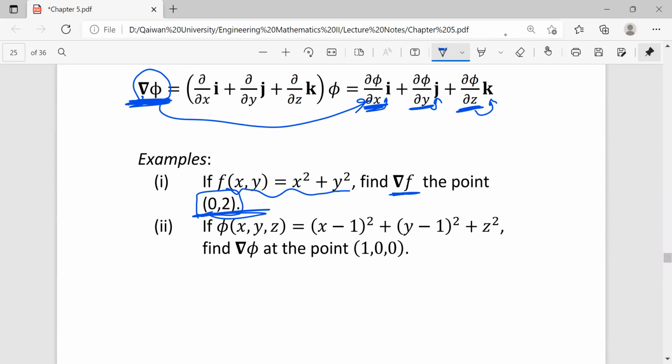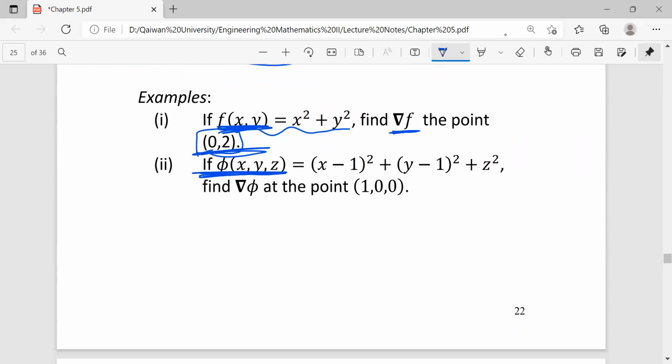Let's find the partial derivative of the function with respect to x and y, because here you have f of xy. But if you have f of xyz, you must find three partial derivatives with respect to all variables. In the second one, we have phi of xyz. So here we must have three components, I, j, and k. So you must find the partial derivatives of phi with respect to x, with respect to y, and with respect to z.